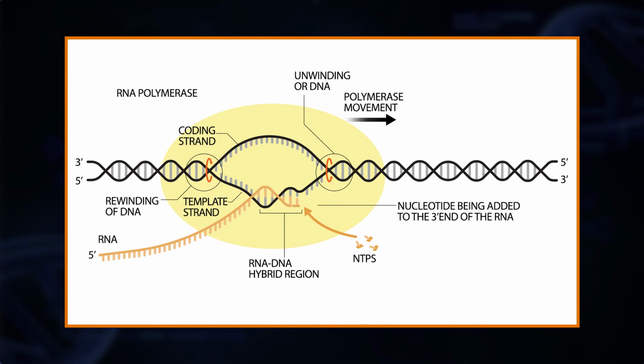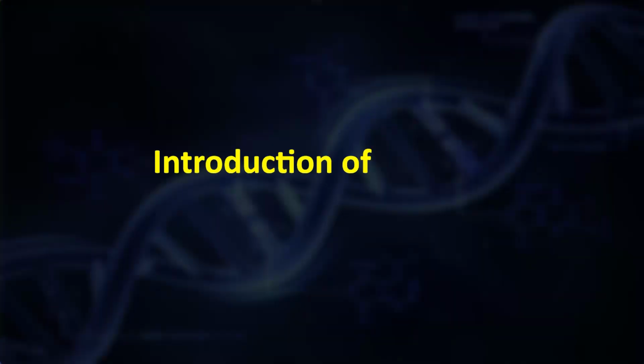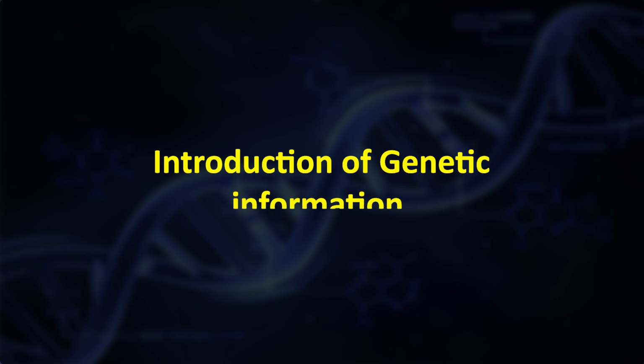The main enzyme involved in transcription is RNA polymerase, which uses a single-stranded DNA template to synthesize a complementary strand of RNA. Specifically, RNA polymerase builds an RNA strand in the 5' to 3' direction, adding each new nucleotide to the 3' end of the strand. Dear students, let's now have an introduction to the genetic information.